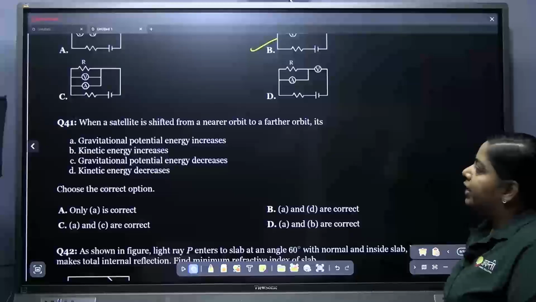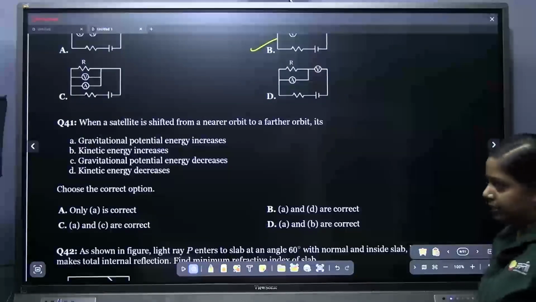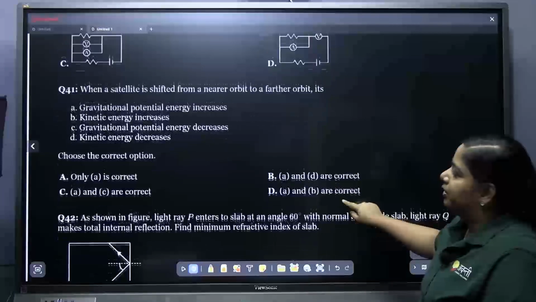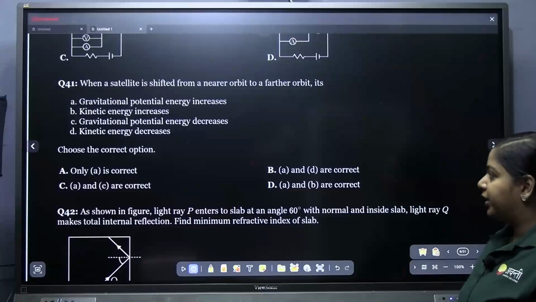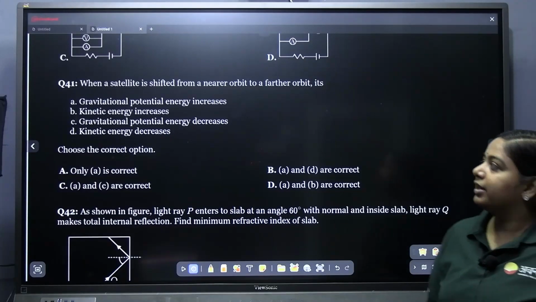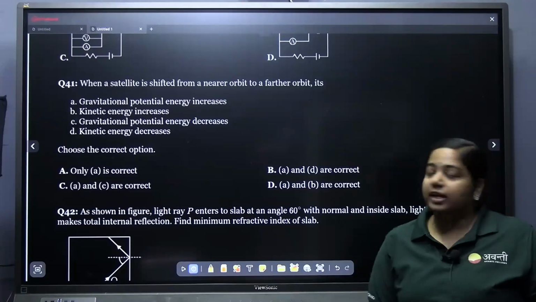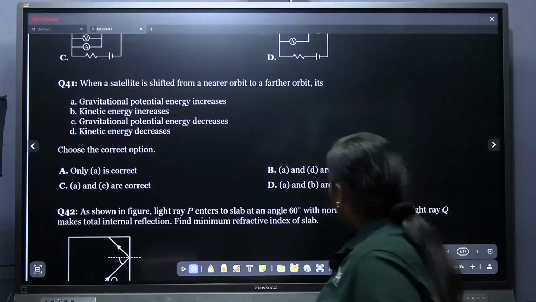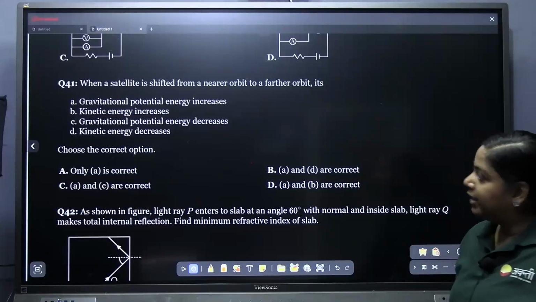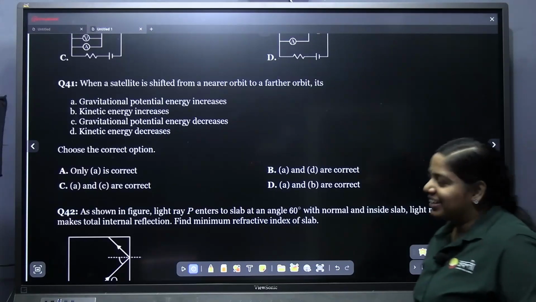Next one. When a satellite is shifted from a near orbit to a farther orbit, what will happen? Gravitational potential energy increases, option A. Kinetic energy increases, option B. Gravitational potential energy decreases, kinetic energy decreases. So we have to choose option B, A and D. Sure? Yes, that is the correct answer.